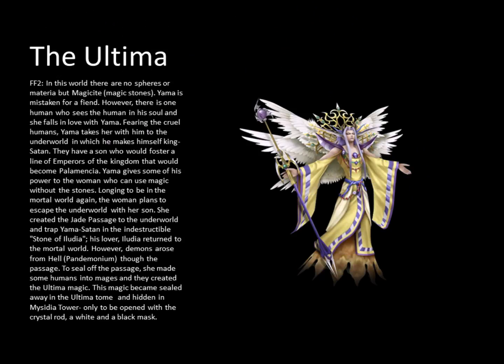The Ultima, Final Fantasy II. In this world, there are no spheres or materia but magicite, or magical stones as they're called. Yama is mistaken for a fiend. However, there is one human who sees the human in his soul, and she falls in love with him.